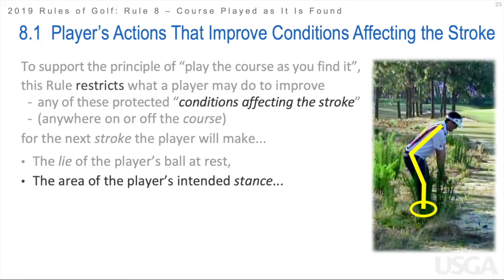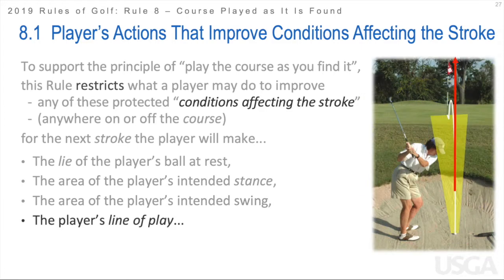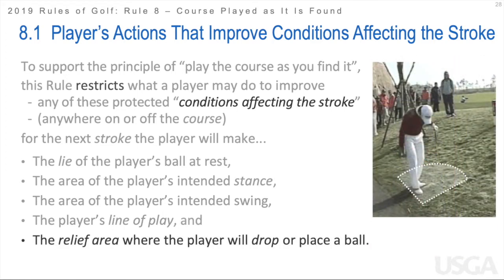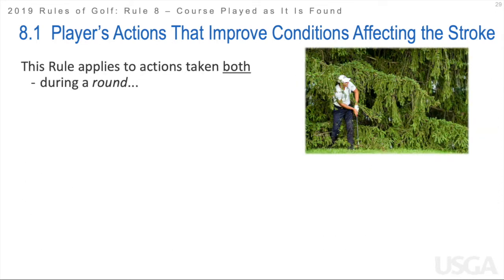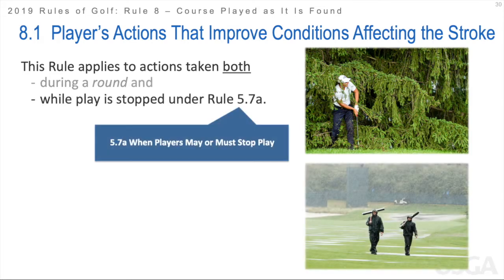Just to cover them again: the lie of the player's ball at rest, area of intended stance, area of intended swing, line of play. We're always going to have those 4. The one we sometimes have is the relief area, the 5th one. And just to point something out, this rule applies to actions taken both during a round and if play is suspended due to weather or darkness or whatever, if a round has been stopped.